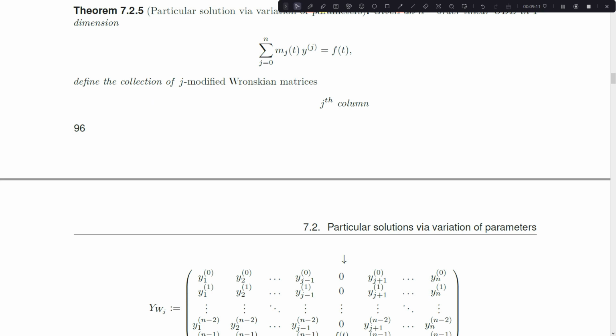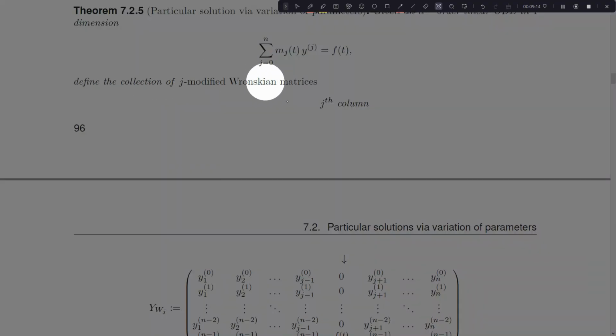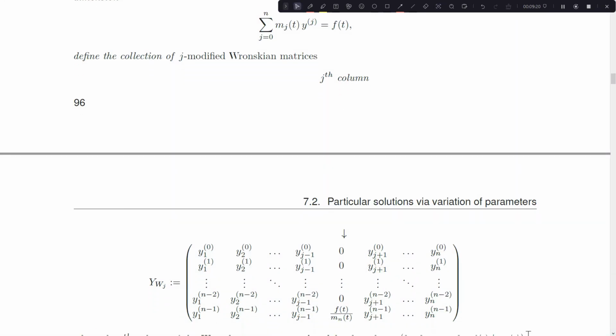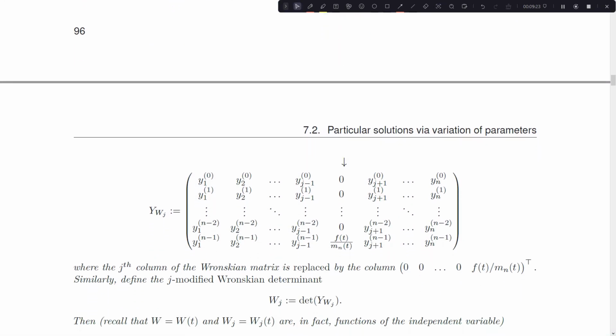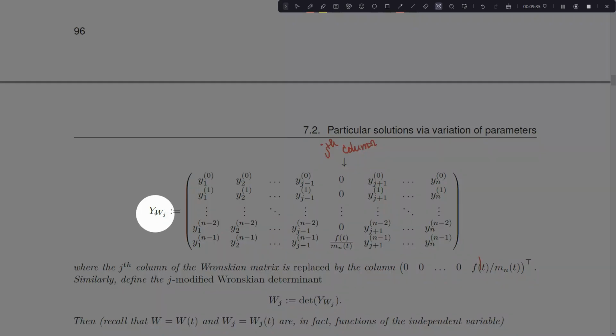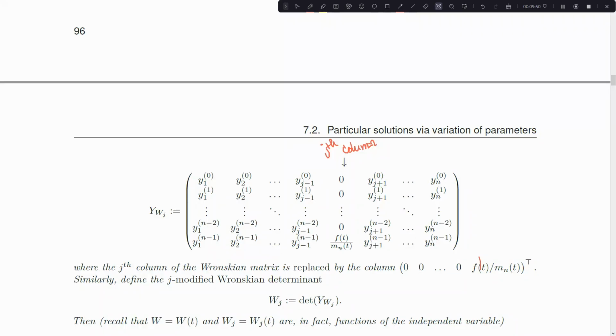So the first thing we do is define another collection of matrices, which I call the j-modified Wronskian matrices. That definition is not terribly common, but here's the jth column. So what we do, I'm going to call these y sub w sub j. So the Wronskian matrix y_W, but it's the jth modified one. The jth column gets replaced with zeros and then a ratio f(t) over m_n(t). So let's describe what this f(t) over m_n(t) actually is.